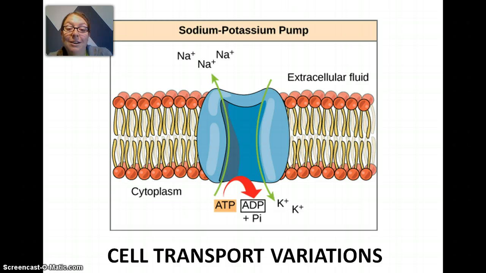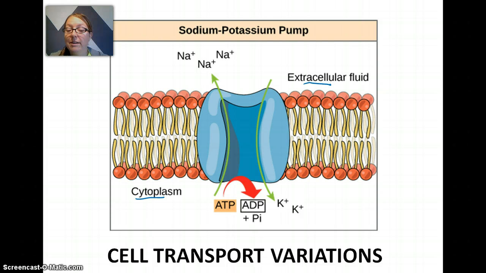What you see right here is a variation of cell transport. To orient yourself, there's a cell membrane, a phospholipid bilayer. We can see the cytoplasm on the inside, the extracellular fluid on the outside. And basically, this is a pump. This is a channel protein called the sodium-potassium pump.